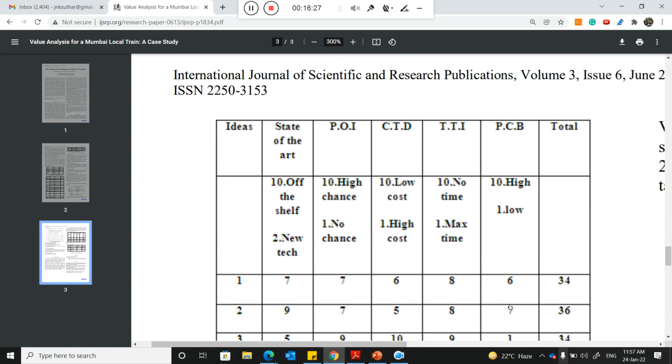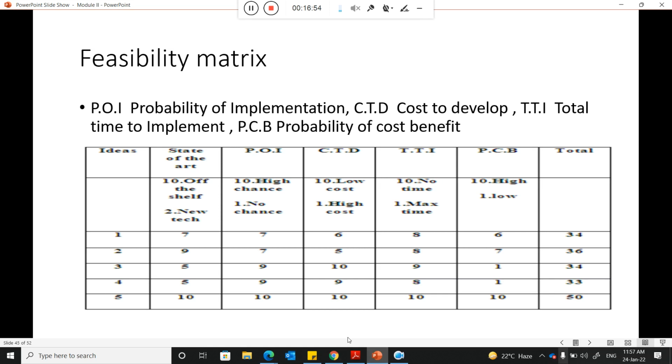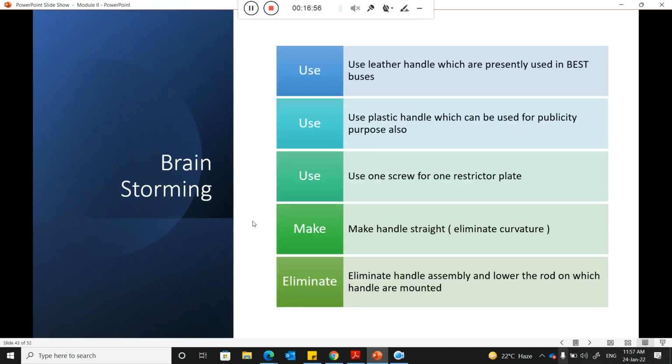That particular opinion you need to take from the expert, and the expert will suggest what is the best feasible thing here. So here you can see solution number 5 gives the maximum number, that is 50. So that is the best solution, and the second best is 2, which is 36. So 36 and 50, these are the best solutions. So I quickly go through solution number 2 and 5.